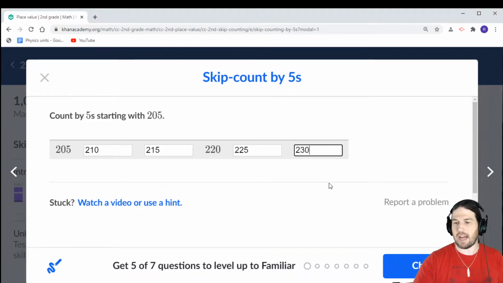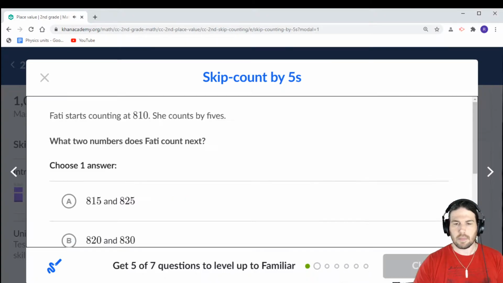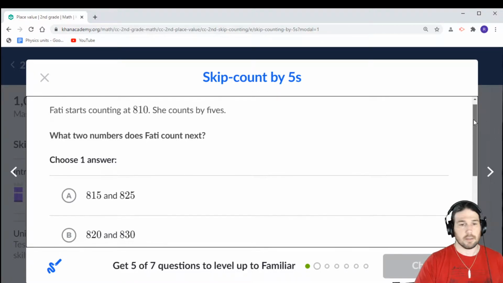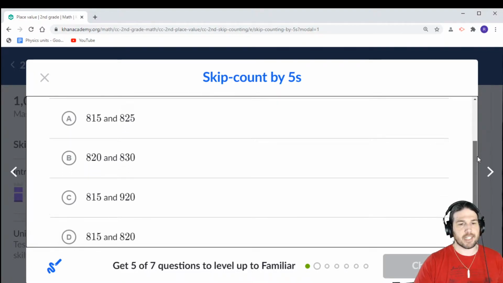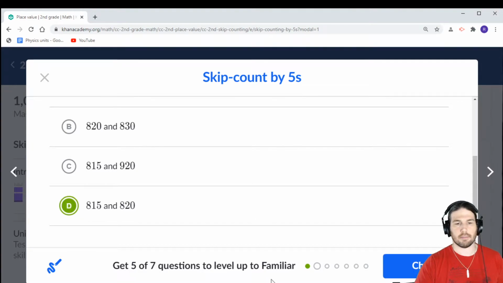we're counting by fives. And we've counted by tens before, right? I think we did that back in first grade. Fatih starts counting at 810. She counts by fives. What two numbers does she count next? Well, 815 and 820.